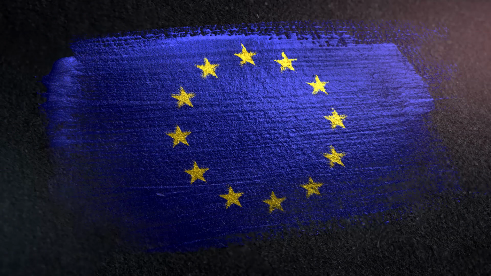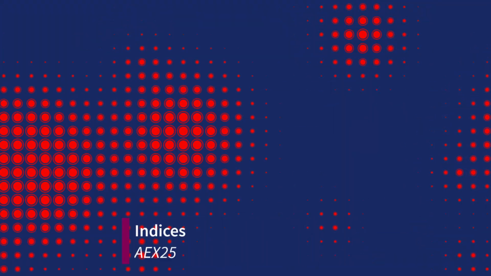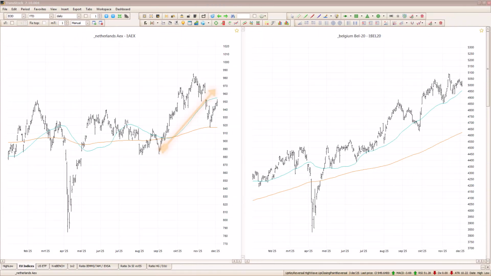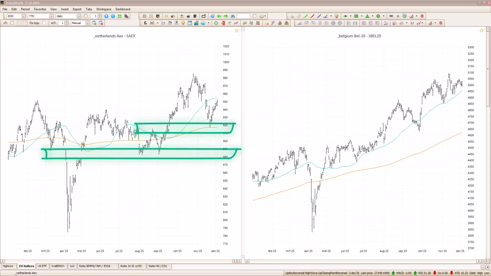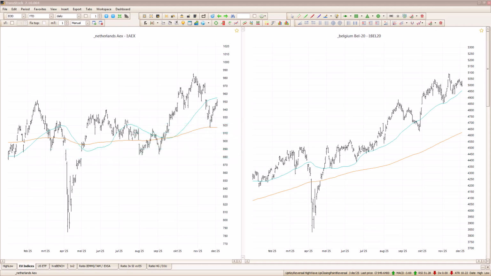European markets. The AEX. Preparing for a new uptrend. Support 915 and 885. Resistance 960 and 985.